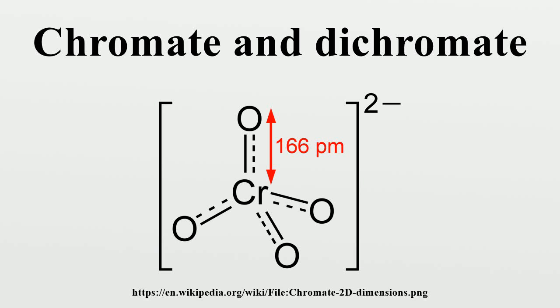Chromate salts contain the chromate anion, CrO4 2-. Dichromate salts contain the dichromate anion, Cr2O7 2-. They are oxoanions of chromium in the oxidation state +6. They are moderately strong oxidizing agents. In an aqueous solution, chromate and dichromate ions can be interconvertible.